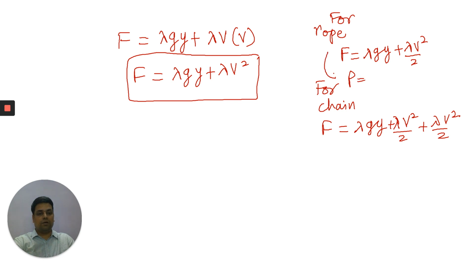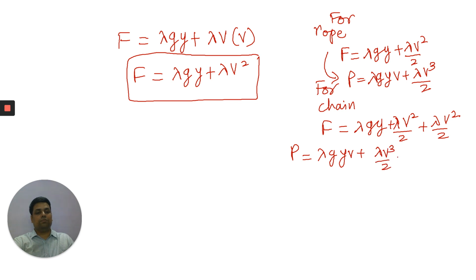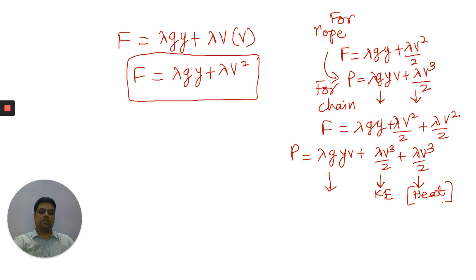If you estimate power, in the case of the rope power is lambda g y v plus lambda v cubed by 2. We can write the power in this case also as lambda g y v plus lambda v cubed by 2 plus another lambda v cubed by 2. How do we account for this? We account for this part as the energy spent to bear the weight, and this part as supporting the kinetic energy of all the elements. So similarly here, this is the power delivered to overcome the gravitational pull, this is for kinetic energy, and this would be dissipated energy, heat energy.